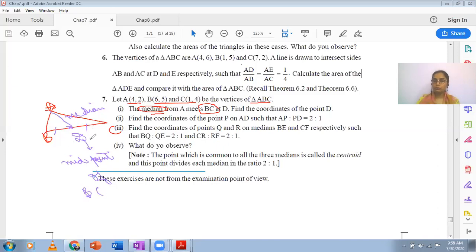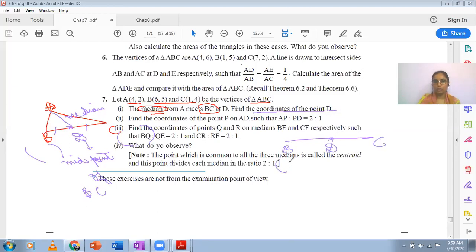But I'm not going to use BD equal to DC because I have the coordinates of B and C. I have the coordinates of B, and I have the coordinates of C. I'll simply apply section formula, and I'll get the coordinates of D. That will give me the answer for the first part. Do you remember the section formula for midpoint? Sum of abscissas by 2, sum of ordinates by 2. That's the simplest formula that you can use. When you have to find the midpoint of any line segment, you have to find the midpoint of BC.